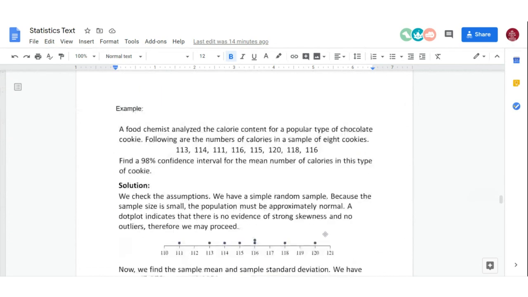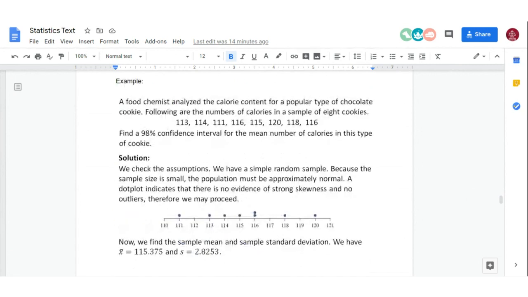That first problem told us it was normally distributed, even though it was only 6 pieces of data. All right, so now a food chemist analyzed the calorie content for a popular type of chocolate cookie. The following are the numbers of calories in a sample of 8 cookies, and you've got them lined up there. It says to find a 98% confidence interval for the mean value of calories in this type of cookie.